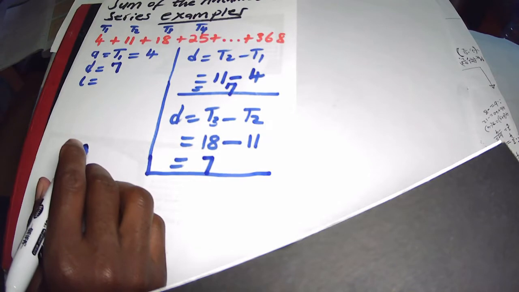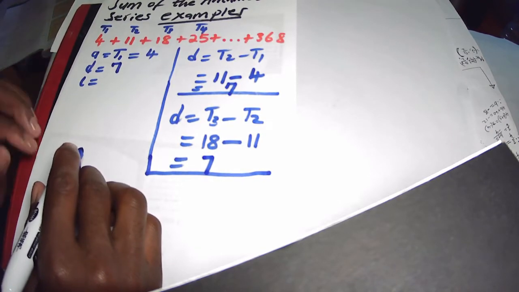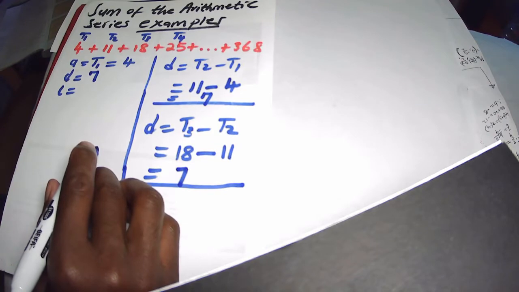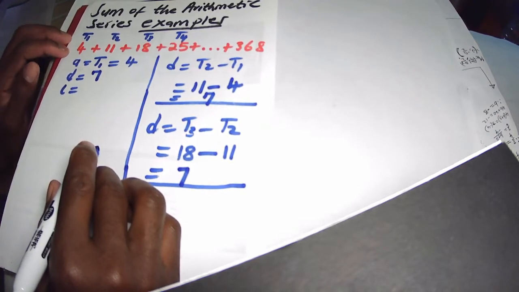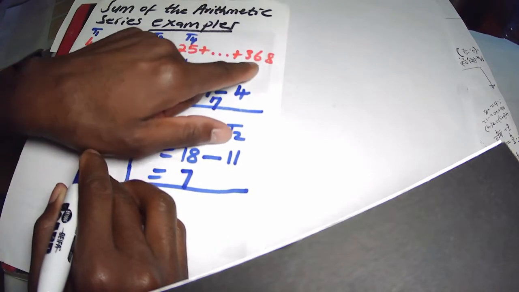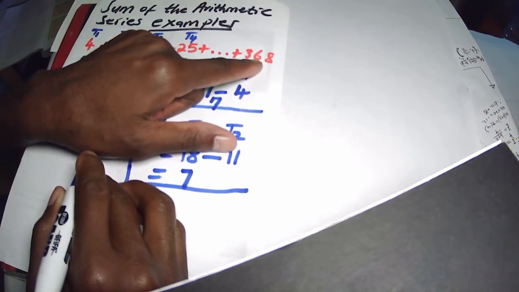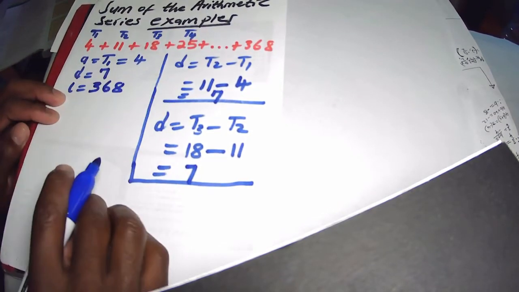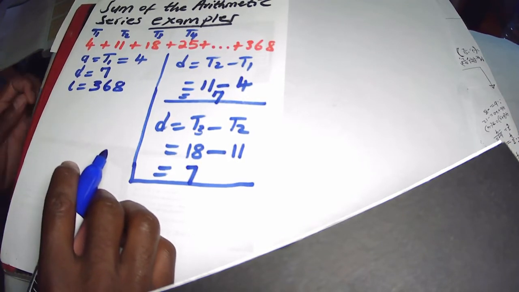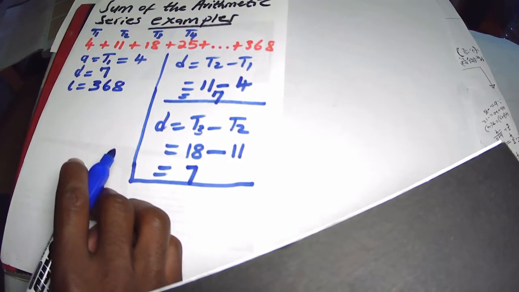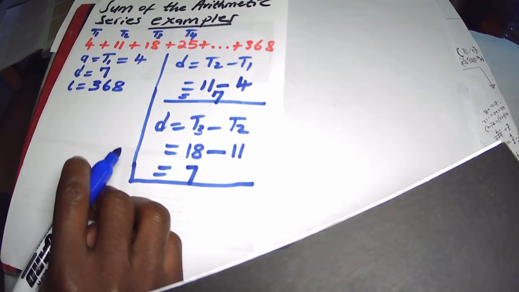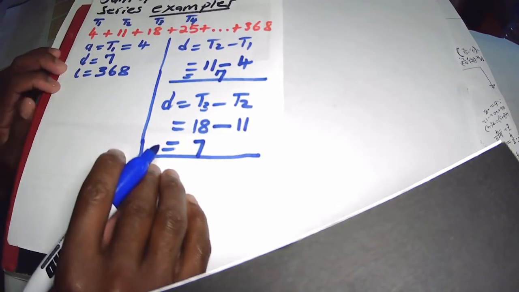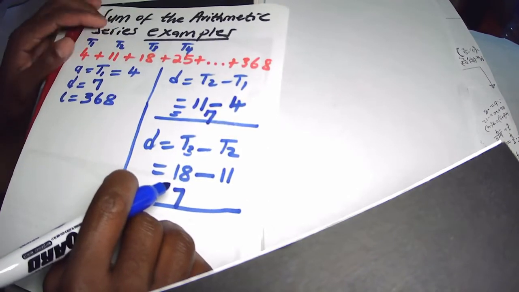What about the last term? L for the last term, the last number of the terms. As we look at these numbers, the last term is 368. So I can write 368 as the last term. The question here is: determine the sum of the arithmetic series.